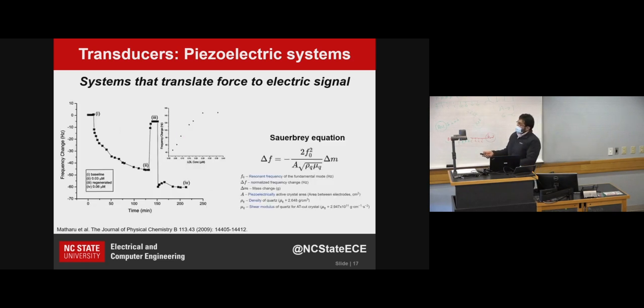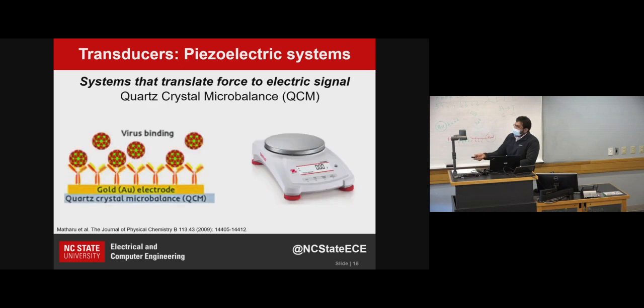So this is the very famous Aubrey equation. So you can clearly see the change in the resonant frequency of this microbalance depends on the mass that is loaded on it. And the way we make it selective, so that only the mass of the chemical that we want to detect affects the frequencies, is by functionalizing it with specific receptors. Okay, so in this case, we functionalize it with antibodies, but you could do it with DNA as well. Okay, if you want to detect DNA.